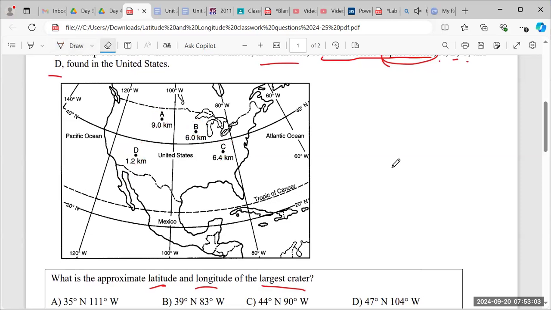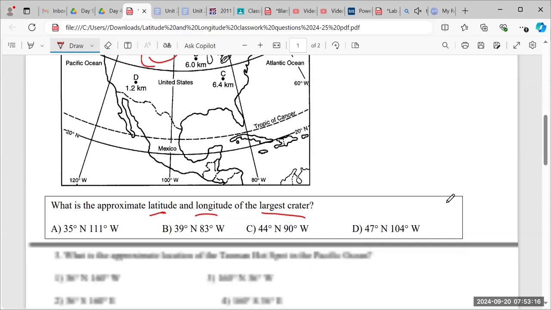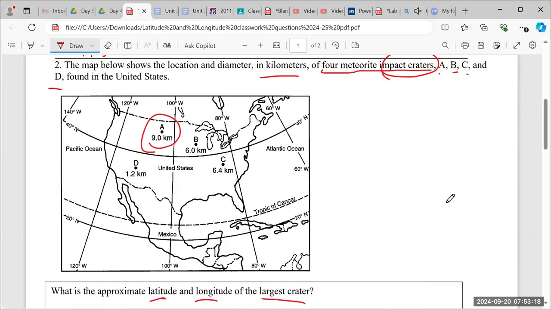What is the longitude of the largest crater? Well, the largest crater is what letter, everybody? The largest crater is A, right? So now I just need to find my longitude and my latitude of A. Let's do longitude first. You see how A is right to the left of 100 degrees west? I would say, let's say 105 degrees west, where A is.